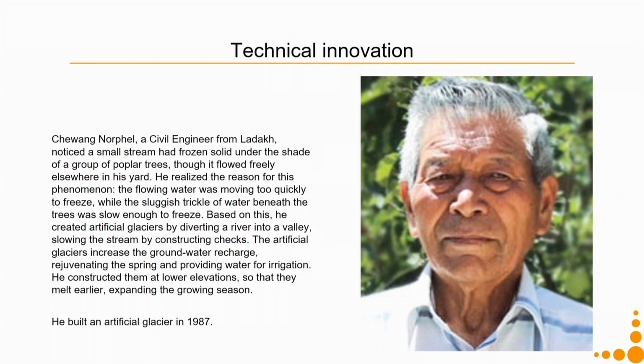So, based on this, he created artificial glaciers by diverting a river into a valley, slowing the stream by constructing checks. The artificial glaciers increase the groundwater recharge during summer when it starts melting, because it is melting slowly. It rejuvenates the spring and provides water for irrigation. He constructed them at lower elevations so that they melt earlier, expanding the growing season. So, this artificial glacier he first built in 1987.